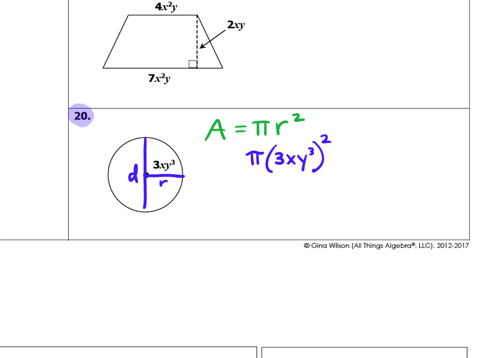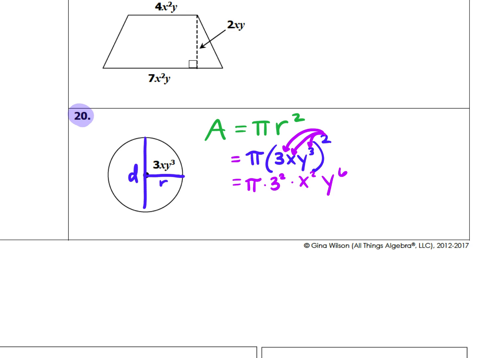Okay, now think back to a couple days ago. When you square it, you square everything. So you square the 3, you square the x, and you square the y cubed. So this would be pi times 3 squared times x squared. Y cubed squared is y to what power? Tell your neighbor the number. That should be y to the 6th power, okay?